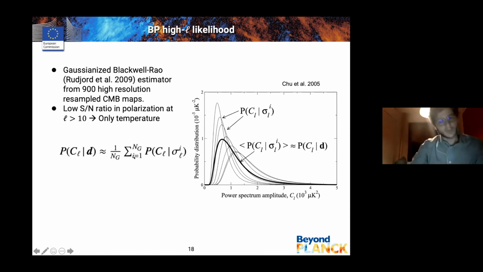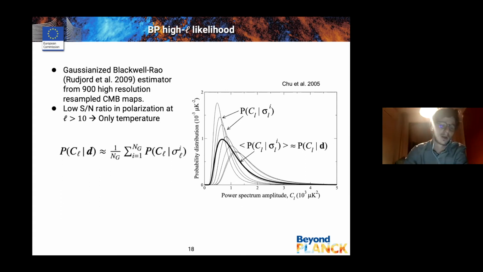So what is a Blackwell-Rao estimator? On the right we have a figure, a plot that gives the intuition behind this approach. We can construct the probability of the C_ls given the observed sky. Sigma_l^i is nothing but the full sky power spectrum of the sample i, and we can construct this probability and just average over all the samples. So the average of all the probabilities will be our Blackwell-Rao estimator.